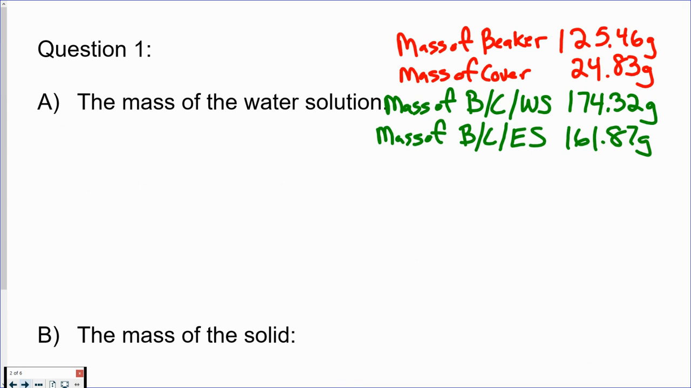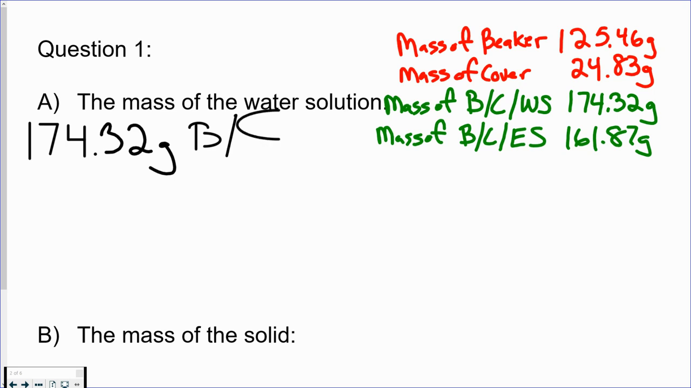So the first one, I put the data up there in the right-hand corner. We're going to calculate the mass of the water solution. So you need to find something with the mass of water solution. The number I found is 174.32, and that's grams. And that is the beaker, the cover, and the water solution.